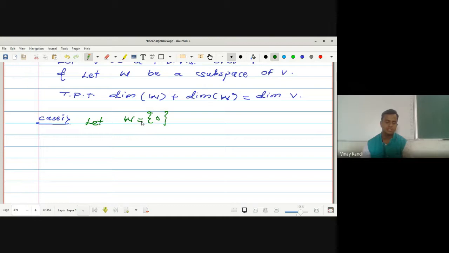And the third case is if W is properly contained in V. First case is W is equal to singleton 0. Second case is W is equal to V. And third case is W is properly contained in V, that is, a proper subspace of V. Okay, three cases are there. First case, case 1: W is equal to singleton 0.